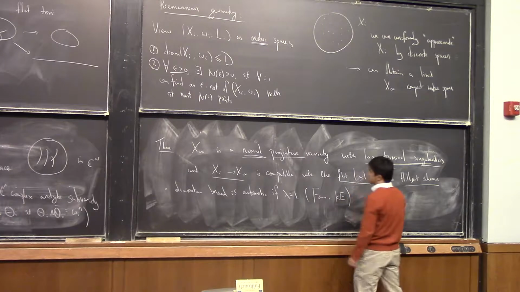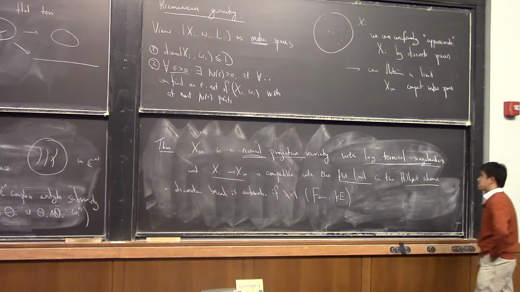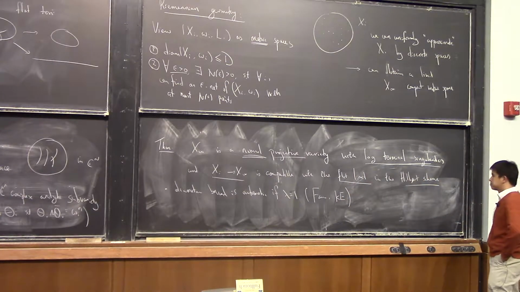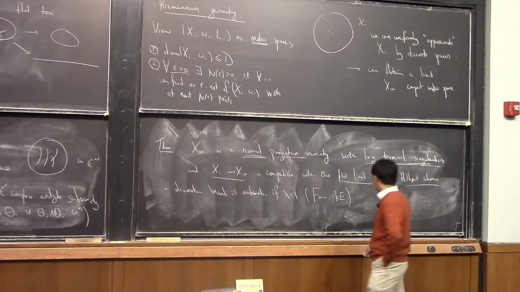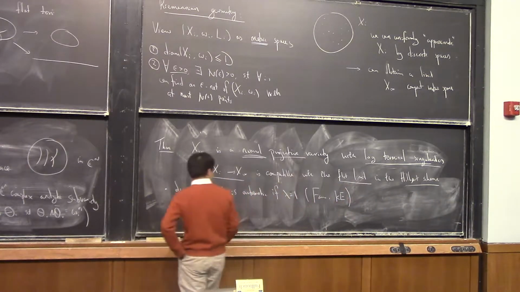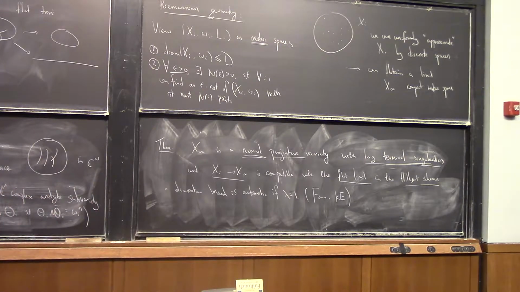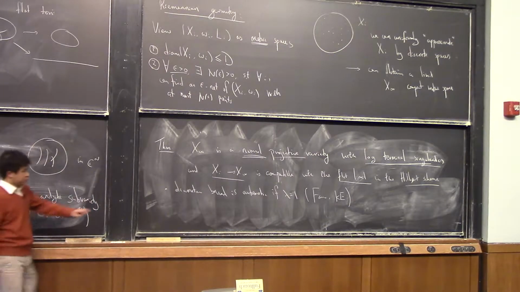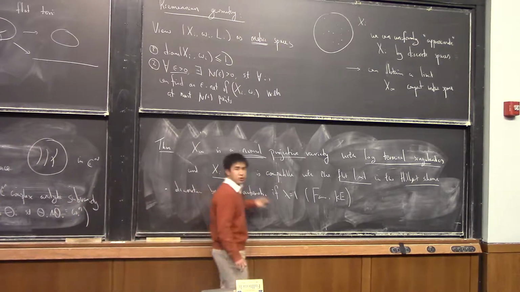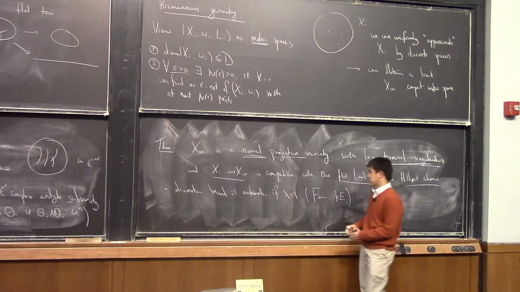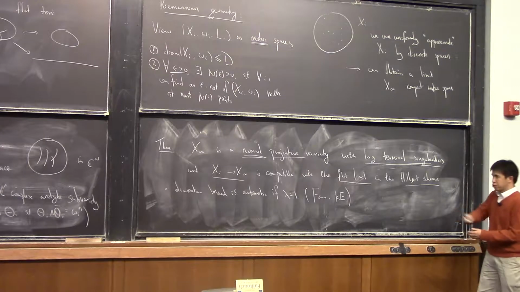I think one proves that if you have a flat family over the punctured disk, then the limit should be unique, should be given by this X infinity, and the convergence is also algebraic. So you don't need to pass through a subsequence.